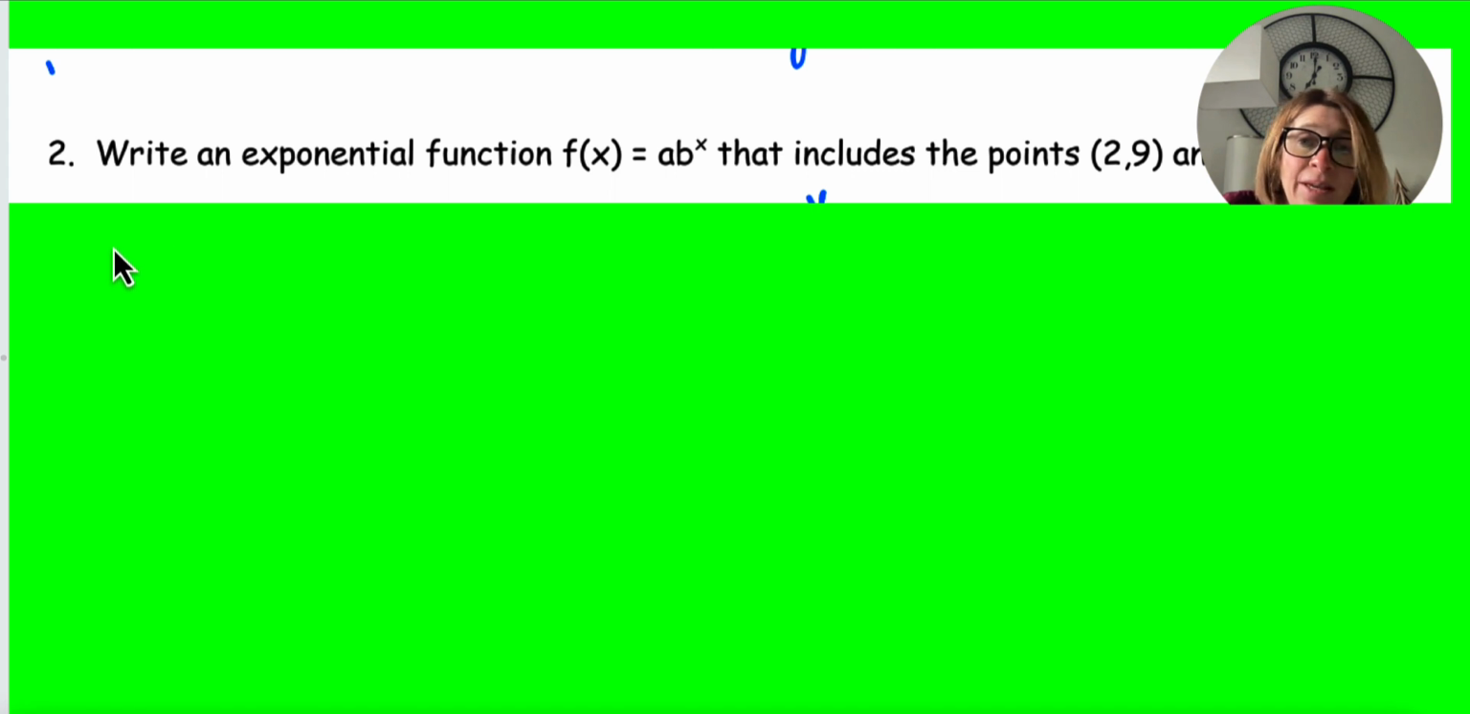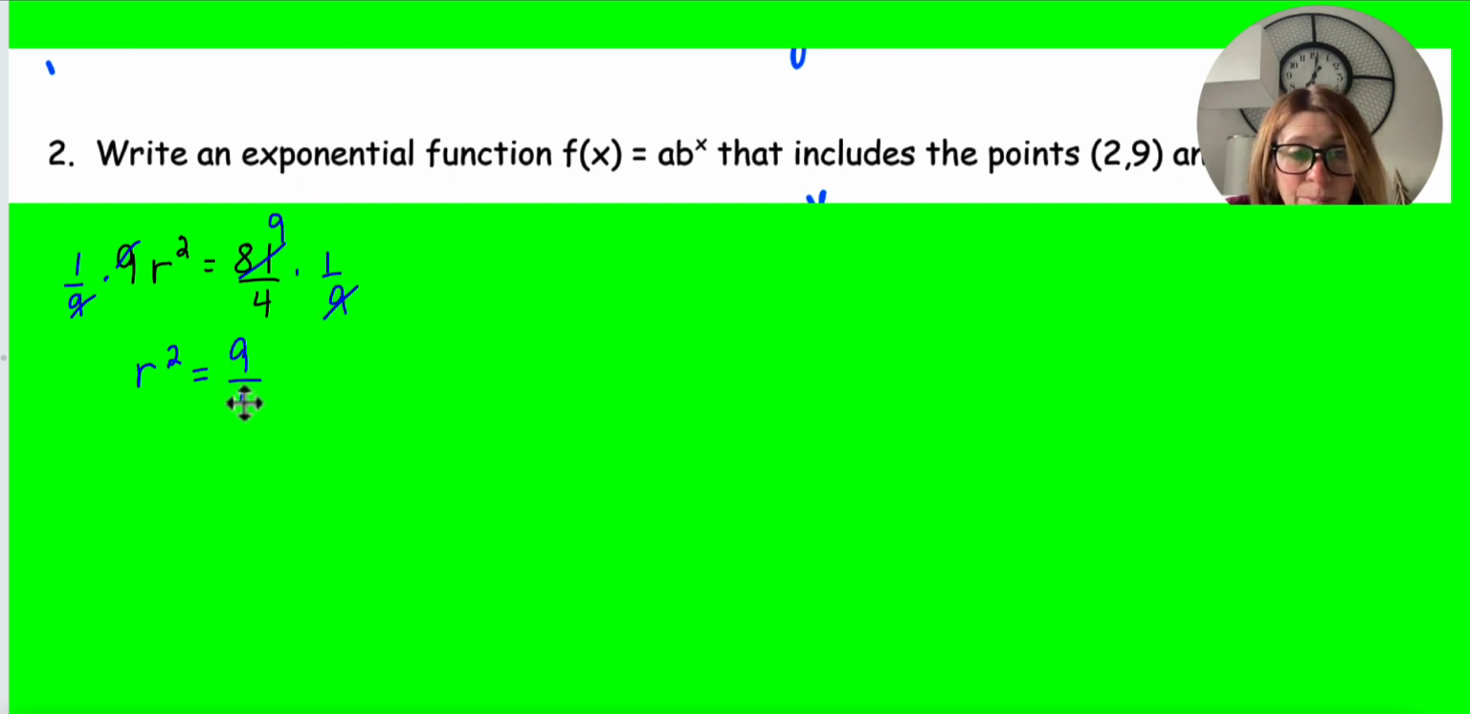So we could say 9r squared, because between 2 and 4, there would be two ratios that I'd be multiplying. So 4 minus 2, so 9r squared has to equal 81 over 4. Now, I'd multiply both sides by 1/9, or divide by 9, which means the same thing as multiplying by a 9th. And so r squared would be equal to, simplify, 9/4. So r would be equal to 3/2. Okay? All right, so then I would plug into my equation.